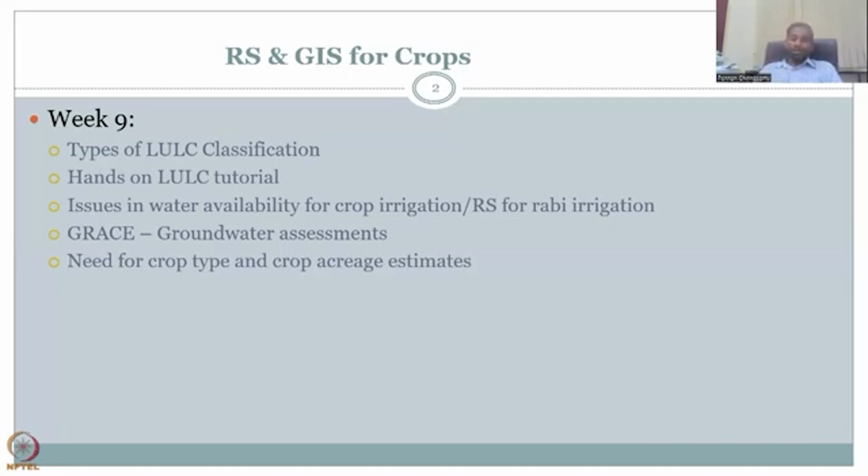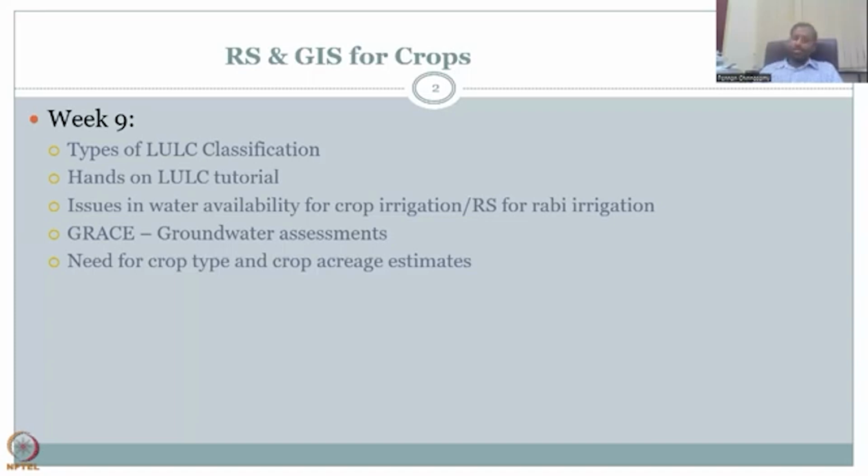So in week 9, we looked at types of LULC classification, which is basically land use land cover. And we also did some land use land cover change so that we could look at how the land changes and where we can implement new development activities. Development activities can also include increasing acreage of farms, green farming, agroforestry, and subsistence farming.